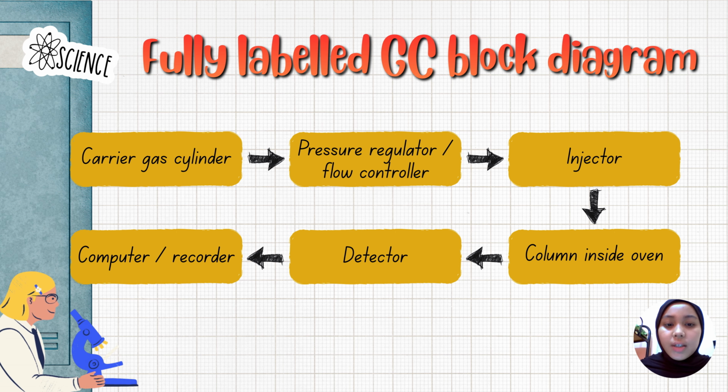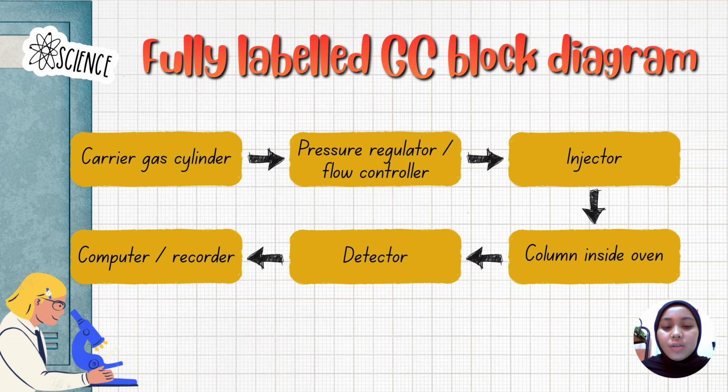The oven controls the temperature of the column. After leaving the column, the compounds reach the detector, which detects each compound as it elutes. Finally, the signal is sent to the computer and recorder, which produces the chromatogram and calculates the retention time and peak areas. All these components work together to separate and identify the compounds present in the sample.